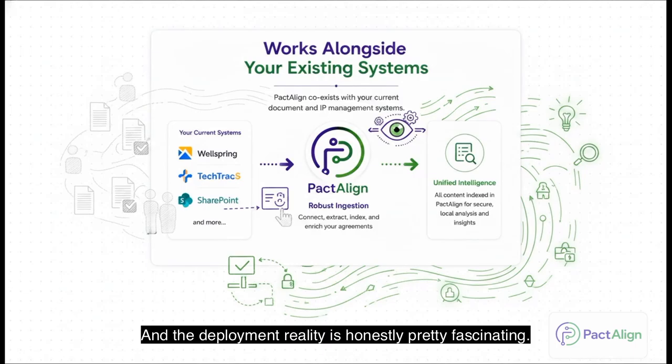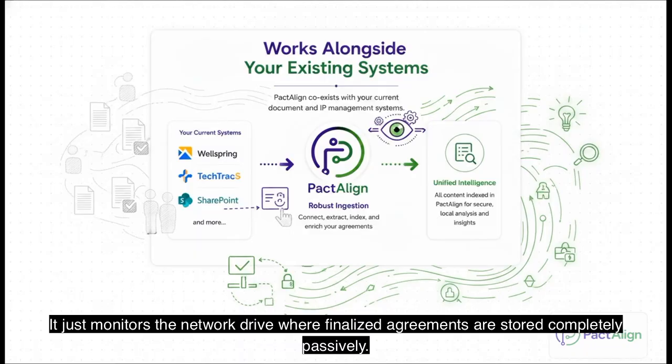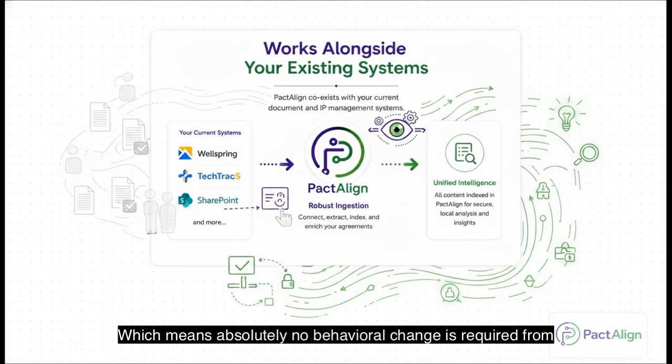And the deployment reality is honestly pretty fascinating. Because the major fear with any new system is always that dreaded, soul-crushing migration project, right? But PactAlign securely connects with your existing document and IP management systems like Wellspring, TechTracks, or SharePoint using a read-only watchdog script. It just monitors the network drive where finalized agreements are stored, completely passively, which means absolutely no behavioral change is required from your licensing officers. They just keep clicking save, like they always do, and the system invisibly ingests and vectorizes all that knowledge right in the background.